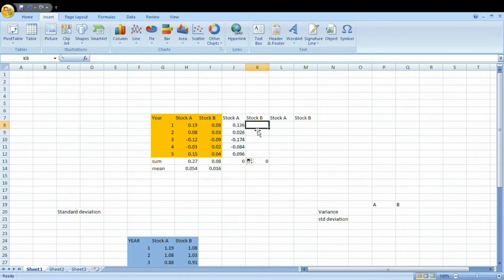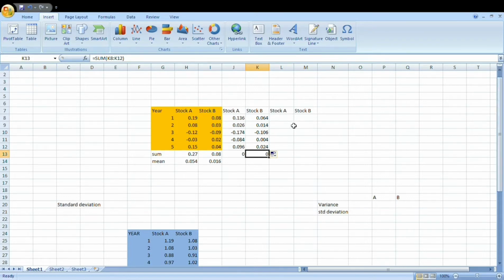Now we find the difference value of stock B. Again, equal sign, select the first value minus the mean value, which is 0.016 for stock B, and then simply add dollar signs on both sides of the mean value of stock B, press enter and drag the cursor down, and we get the difference values for stock B. The sum, as you see, is 0 for both stock A and stock B. Now we find the square of the difference values for stock A and stock B.